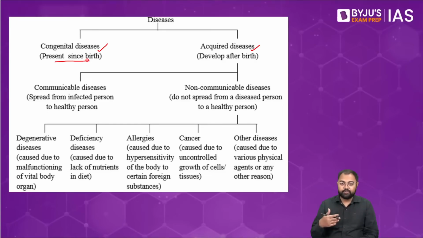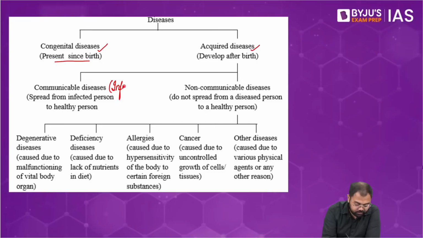Now out of acquired, it can either be communicable or non-communicable. Communicable meaning that these can be transferred, that if I have it, maybe I can transfer it to the people who are living around me. So that will be called communicable. It will spread from a diseased person to a healthy person. These communicable diseases are also called infections.